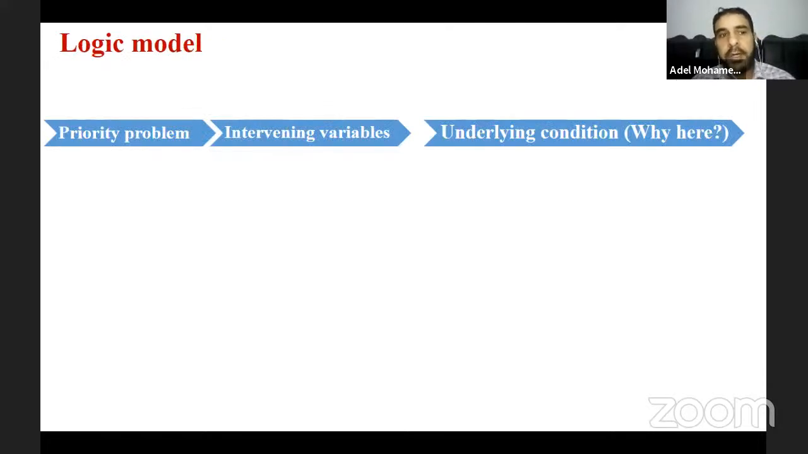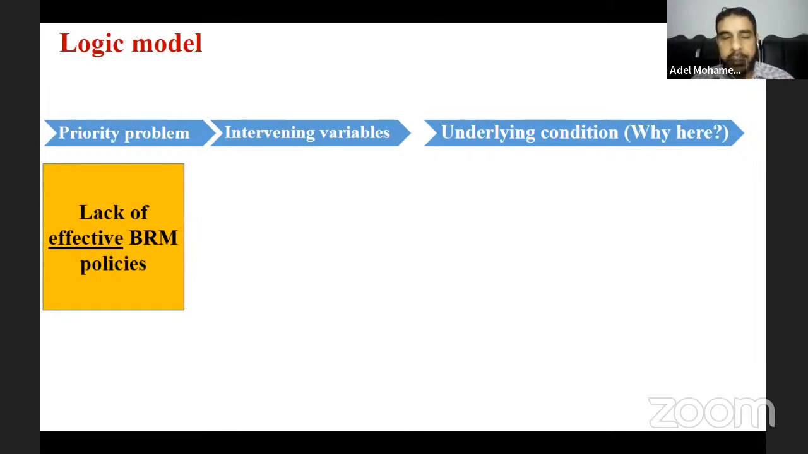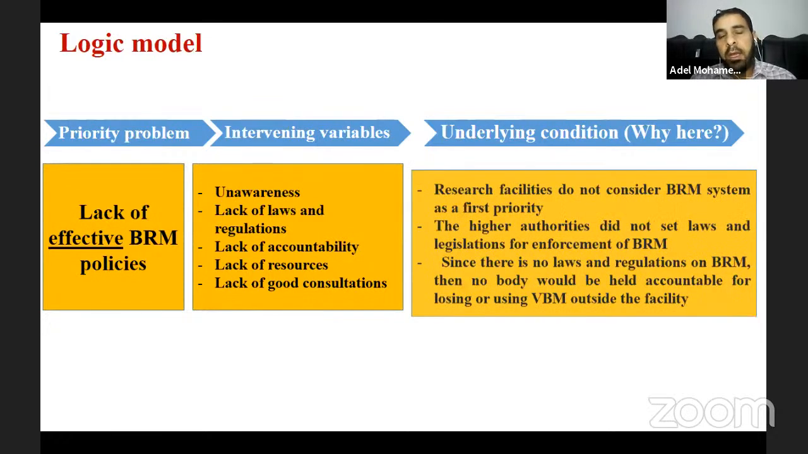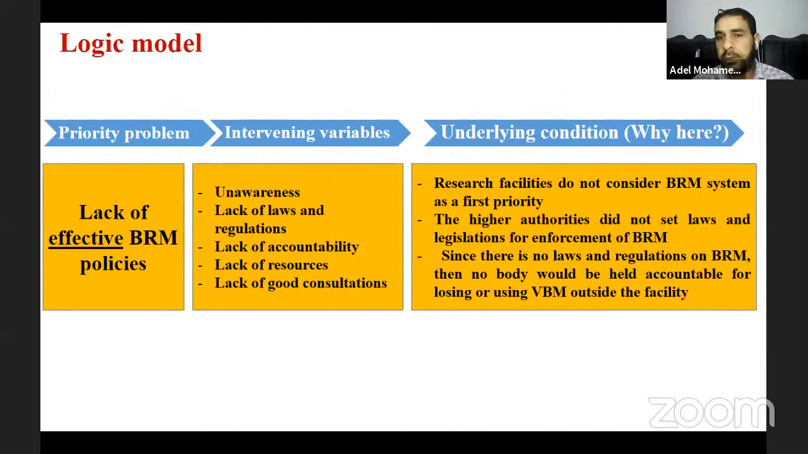So the logic model: priorities of the problem, intervening variables, underlying conditions. We had a lack of effective biorisk management policies or practices in our institutions. That was due to many reasons. Most of all, unawareness, lack of laws and regulations, lack of accountability, lack of resources, lack of good consultations. So what are the underlying conditions? Research facilities do not consider the biorisk management system as a first priority. The higher authorities did not set laws, regulations, and legislation to enforce biorisk management. Since there are no laws or regulations, there is no accountability for losing or using valuable biological material outside the facility.